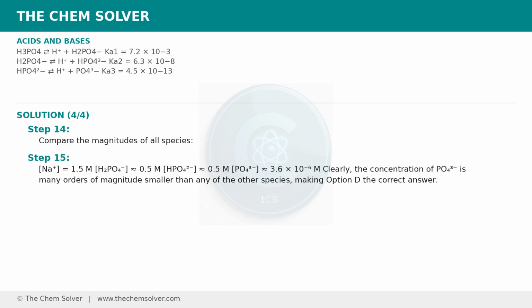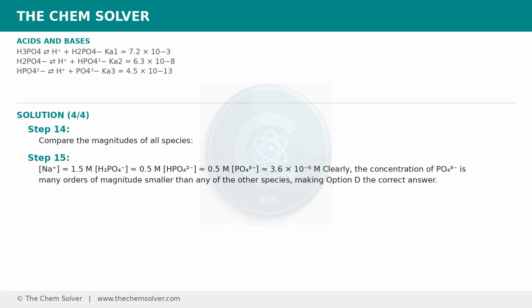Compare the magnitudes of all species. Na⁺ equals 1.5 molar. H2PO4⁻ is approximately 0.5 molar. HPO4²⁻ is approximately 0.5 molar. PO4³⁻ is approximately 3.6 times 10 to the power minus 6 molar.